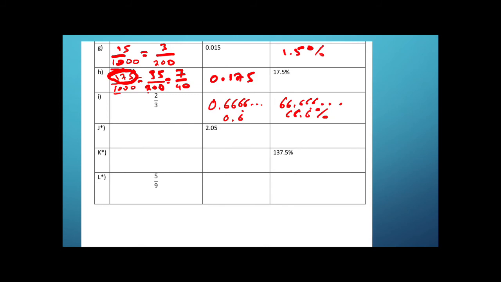2.05 is just 205%. As a fraction, that's going to be 2 and 5/100ths. Now, that's the tenths column, that's the 100ths column, so it's 2 and 5/100ths. That can be simplified. Divide by 5, so it gives us 1 on the top, gives us 2 and 1/20th.